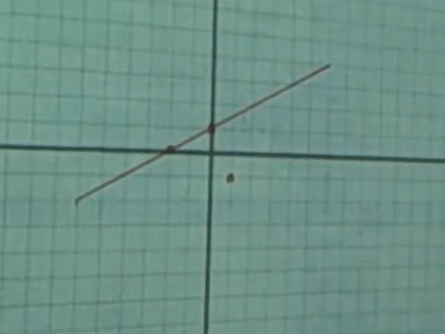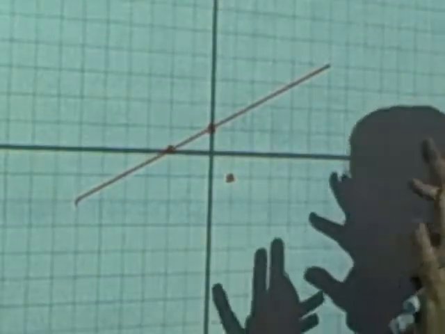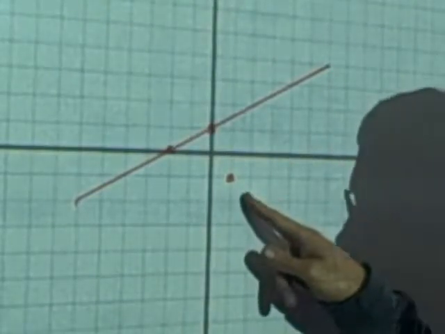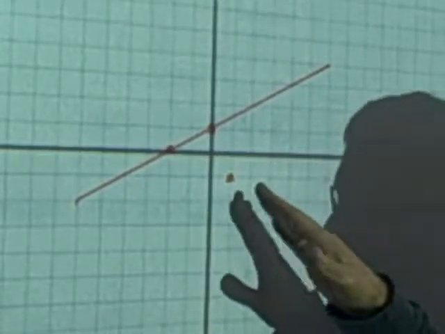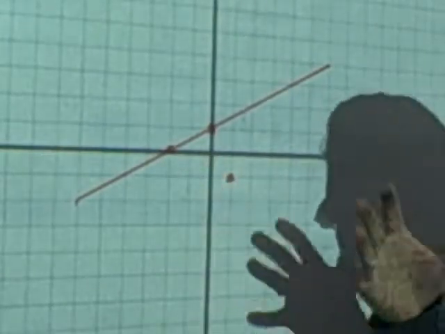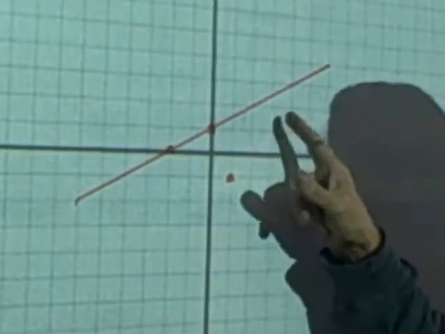Okay, now let's look at the concepts of parallel and perpendicular. Here's a line that I've graphed and a point that's not on the line, and we'll look at drawing a line through this point that's parallel to the given line, and then we'll look at how to draw a line through this point that's perpendicular to the given line. The key to finding the parallel or the perpendicular is finding the gradient.